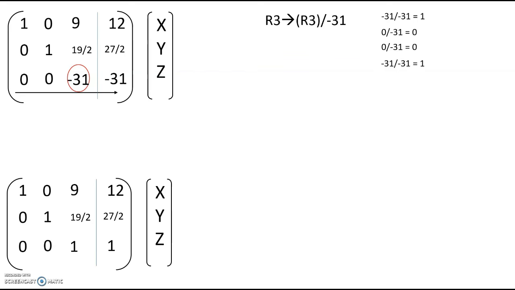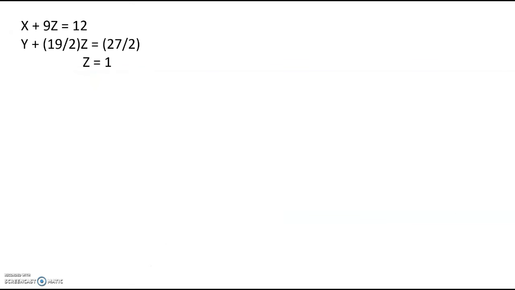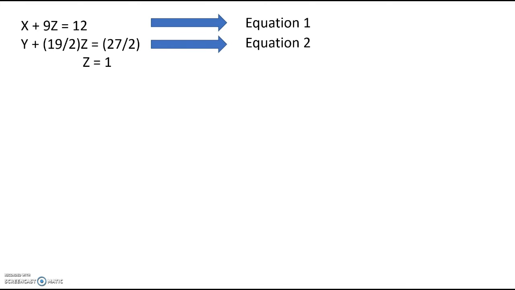So we're going to convert the matrix into the equations back. So x plus 9z is equals to 12 and y plus 19 over 2z is equals to 27 over 2 and then z equals to 1. So here x plus 9z equals to 12 is going to be equation 1 and y plus 19 over 2z equals to 27 over 2 is going to be equation 2. If you see here, we already get our z value. So z equals to 1 is going to be equation 3.